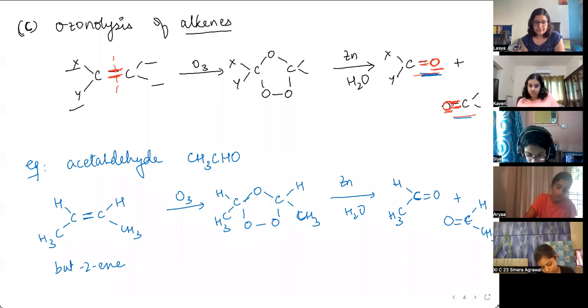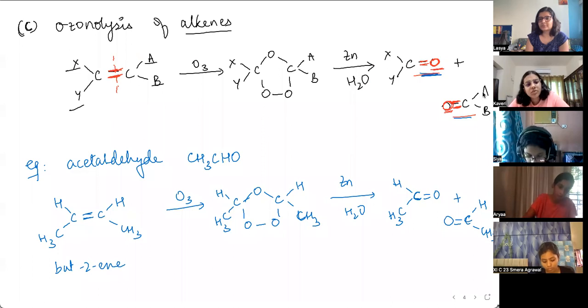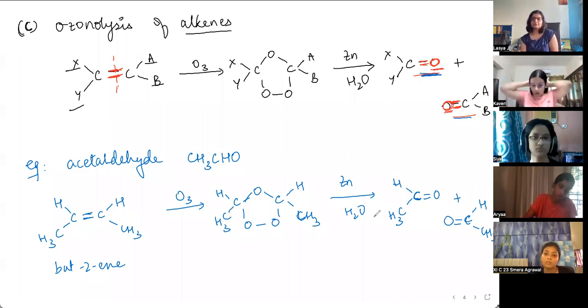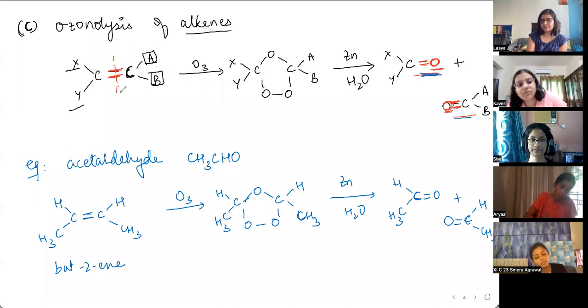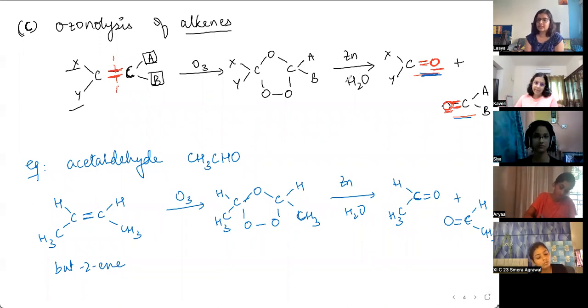So let's call it XY and AB. On this side, if we have A and B, the same A and B will remain as it is. So C double bond O, AB. The only difference between how we do ozonolysis for ketones and aldehydes is whether the group is H, CH3, or some other R group. This double bonded carbon will be attached to two other groups, so you just have to choose what groups are attached here. Based on that, you'll get that particular aldehyde or ketone.